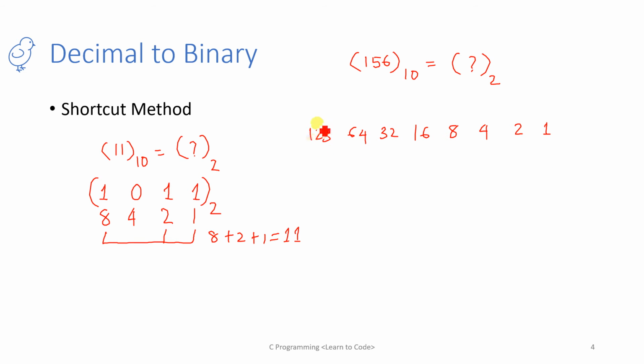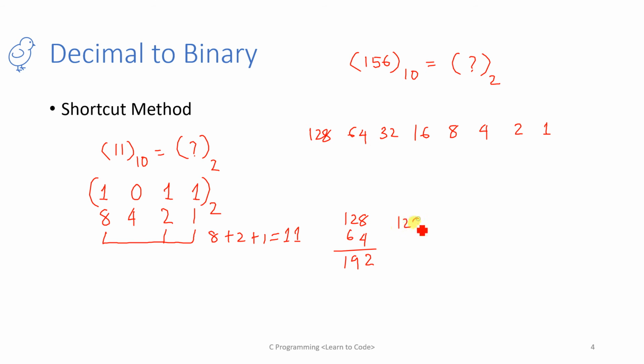Now the next part is I have to combine or add the numbers to get 156. So how do I get 156? Let's say 128 plus 64. How much will it be? 128 plus 64 is 192. It is already crossing the given number, so I should discard 64. I should not add it.